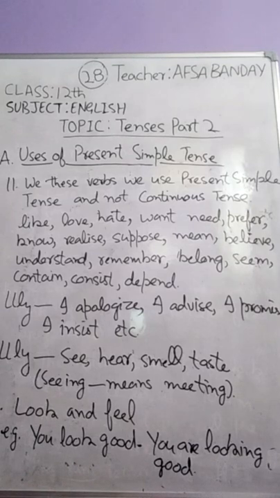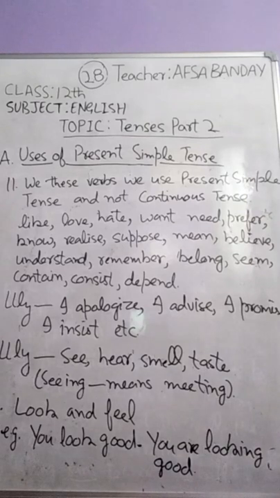Similarly, with these verbs, they are related to our perceptions, sensory organs: see, hear, smell, and taste. With these, we also use present simple form. I see, or we say I hear it. It smells good, it tastes good. We don't say it is tasting good. When see is used with the ing form, that means seeing, it means meeting, but it doesn't mean to see something.